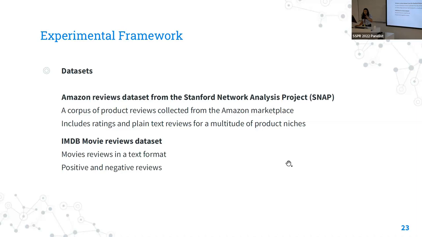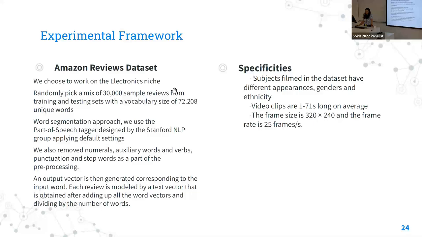For the Amazon review data set, we have chosen only the electronics niche because it's very wide. We have picked 30,000 sample reviews from the training set, and we have constructed a vocabulary of 72,208 unique words. We segmented each word using the part-of-speech tagger that's used by the Stanford NLP group, and we applied the default settings applied in the mother paper, the original paper. We also removed all numerals, auxiliaries, adverbs, punctuation, stop words, and spaces. We eliminated all that as a preprocessing step.